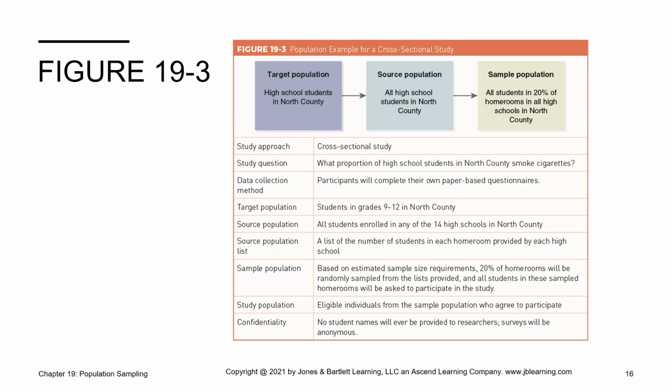It goes over some different characteristics of the study listed here. So I'll just go over the target population, source population, and sample population, and then you can go over the other key characteristics on your own. So the target population here is high school students in North County. The source population is all high school students in North County, and then our sample population is all students in 20% of homerooms in all high schools in North County.